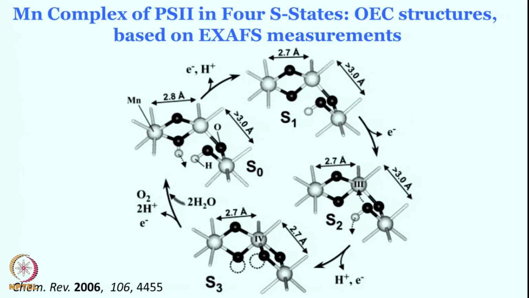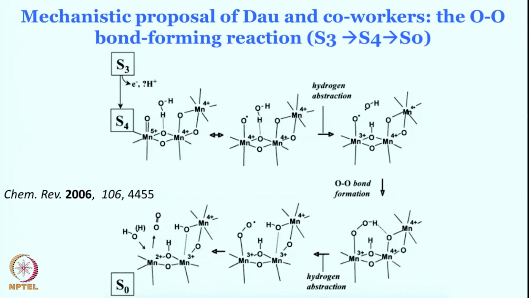So in the next slide, you will see that there is another proposal by which people believe that this oxygen bond formation is taking place. The mechanistic proposal by Dau and co-workers shows a slightly different structure. As you can see, here we are looking at the manganese S4 oxidation state, or S4 state, where the manganese 4 calcium 1 structure is there.